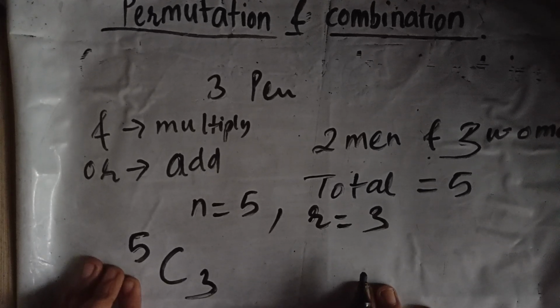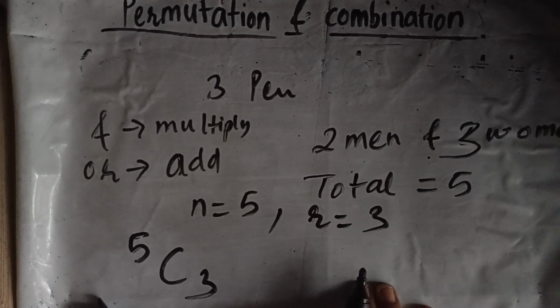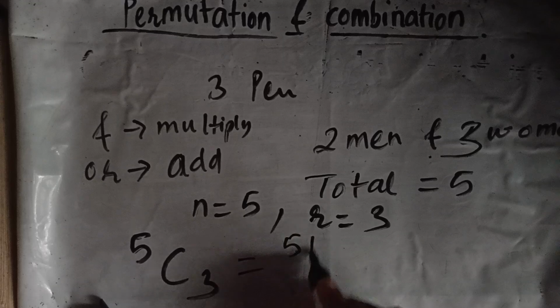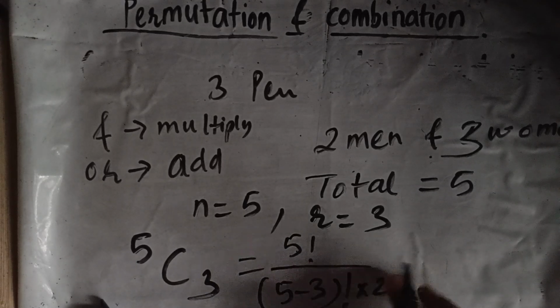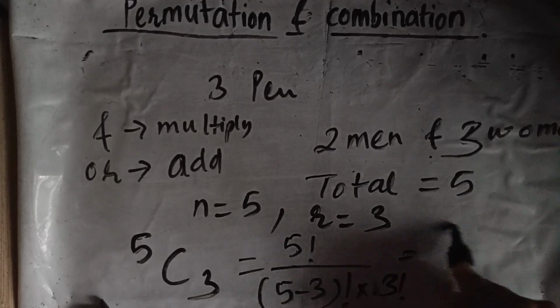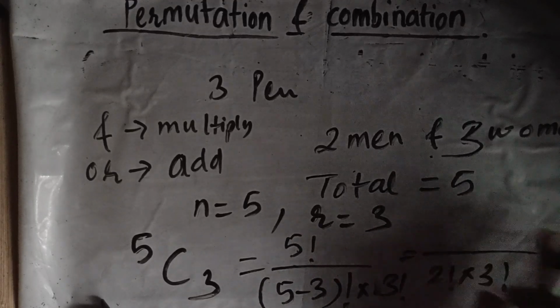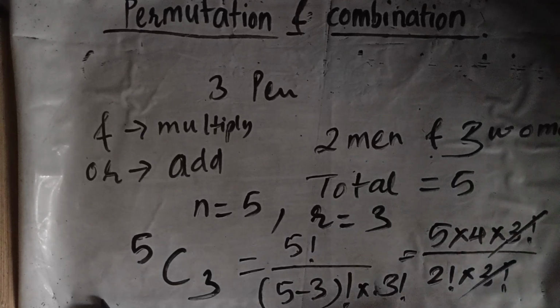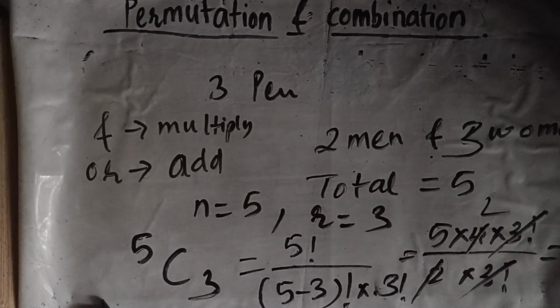Now they have given in how many ways can this be done. So 5C3 ways. So you can solve this: 5 factorial upon 5 minus 3 factorial into 3 factorial. So 5 factorial upon 2 factorial into 3 factorial. 5 factorial is 5 into 4 into 3 factorial. So 2 twos are 4, 5 twos are 10. 10 is the answer.